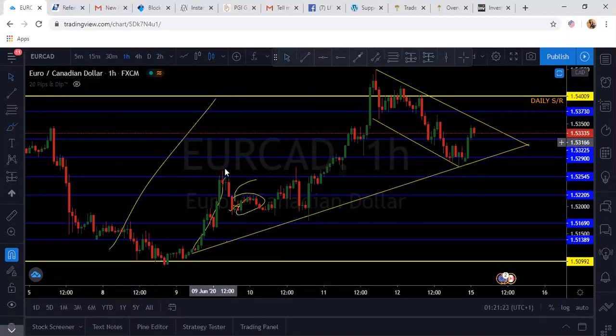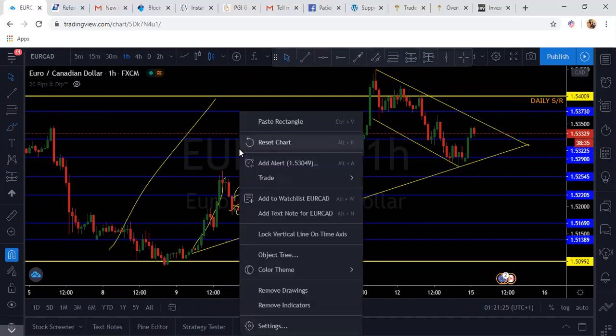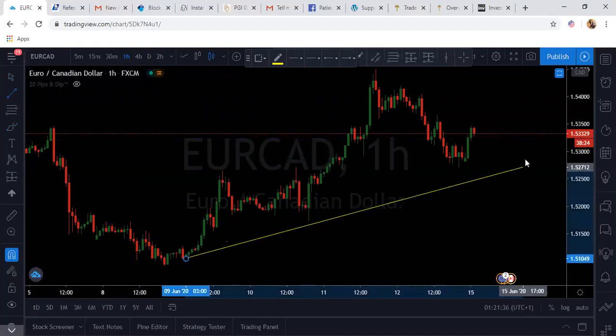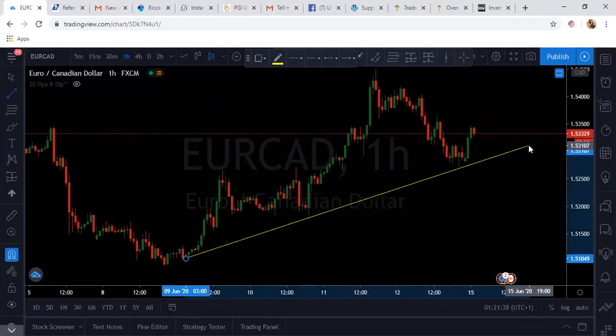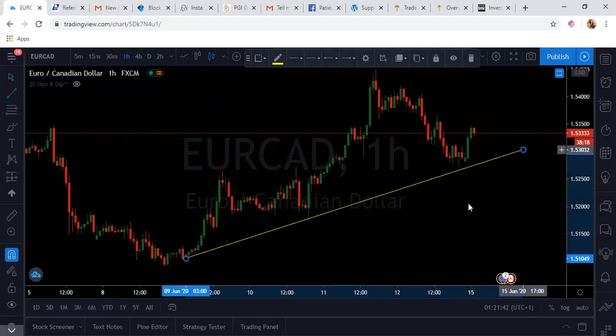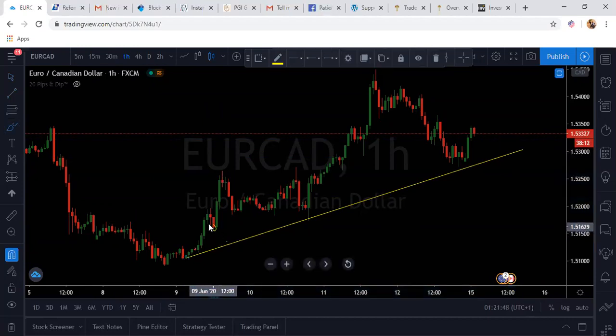Let me remove this drawing so that it becomes a little bit clearer. Okay, guys, so you already identified that you are in what? In an uptrending market. So the best time to get into an uptrending market is when there are pullbacks. You see this? This is an area of pullback. This is also another area of a pullback.